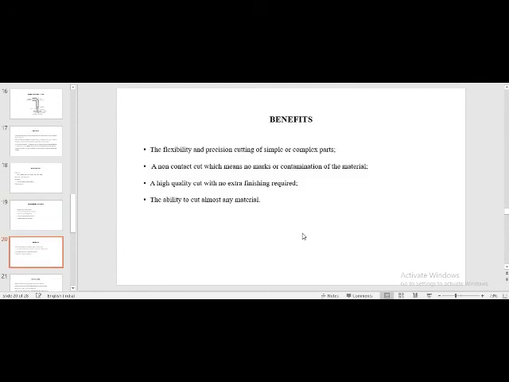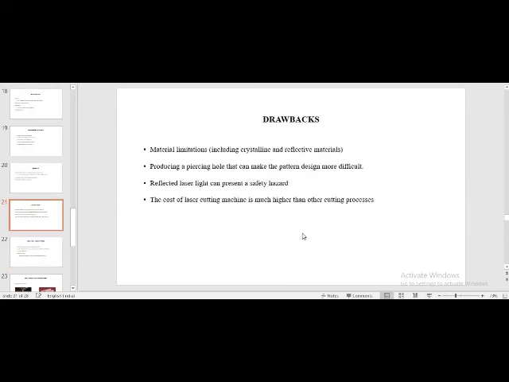Here we can see the benefits. The flexibility and precision cutting of simple and complex parts. Yes, definitely we can cut any complex shape on any part with a laser cutting system. A non-contact cut, which means no marks and no contamination of material. A high quality cut with no extra finishing required, and the ability to cut almost any material. The cutting system has the ability to cut any material. It provides finishing and there are no marks or wastage. Actually, it does have wastage, but it is removed by the exhaust.